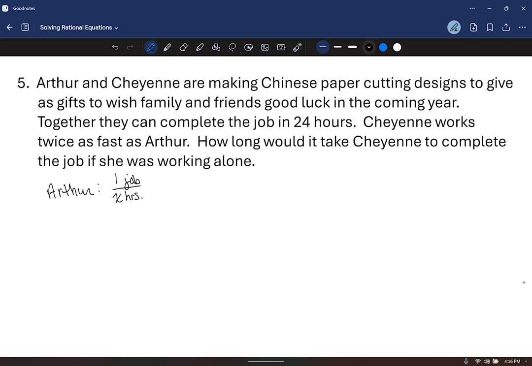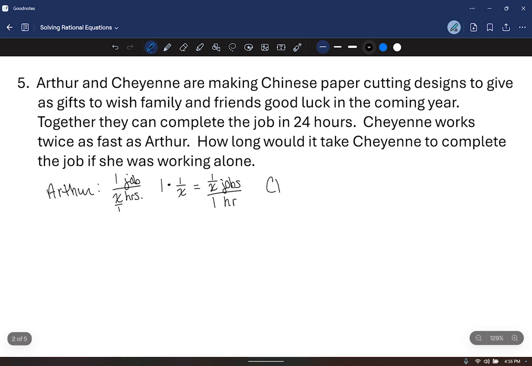Now, I don't really want to have this in terms of hours that I don't know. So we're going to convert this into jobs per hour, 1 hour. So we're going to think of this x as being over 1, and we're going to do like a fraction within a fraction. So we're going to keep the 1 on top, times it by the reciprocal of the bottom, and that would give us 1 over x jobs per 1 hour. So we know he can do 1 over x jobs in 1 hour.